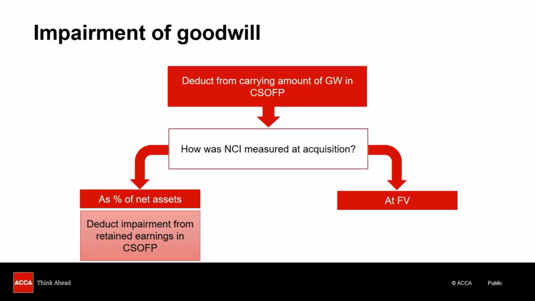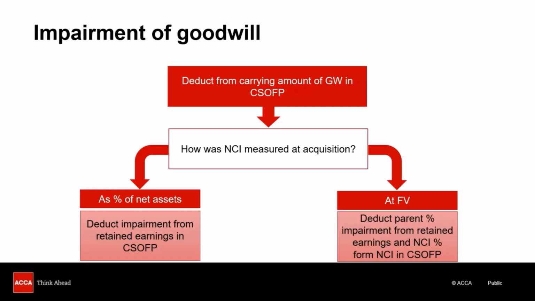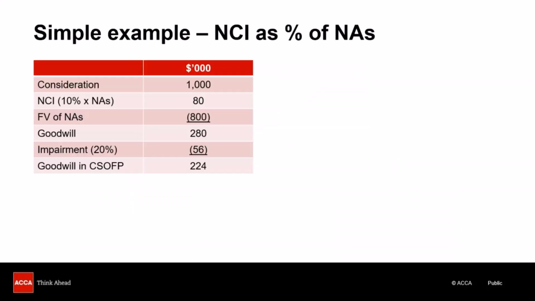However, if NCI was measured at fair value, then we deduct the percentage related to the parent company from the retained earnings, and share of NCI in the impairment is deducted from the NCI working in the consolidated statement of financial position. So please be very careful that what method is being used in the exam. In case of proportionate shares, the full amount is charged to the group retained earnings.